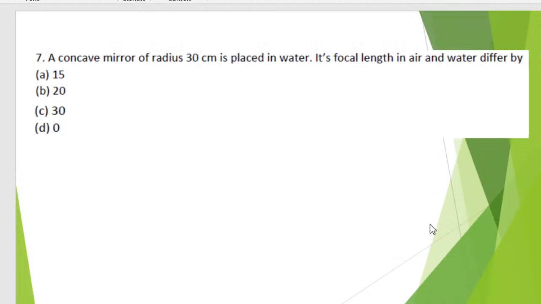So come to this problem. A concave mirror of radius 30 centimeter is placed in water. Its focal length in air and water differ by what? That is also a very good problem, you please try it. The question is basically whether the focal length of a mirror is medium dependent or not.